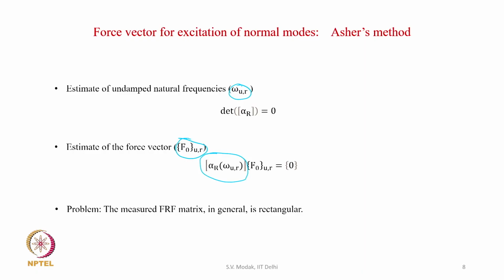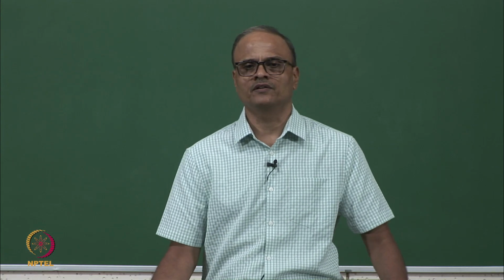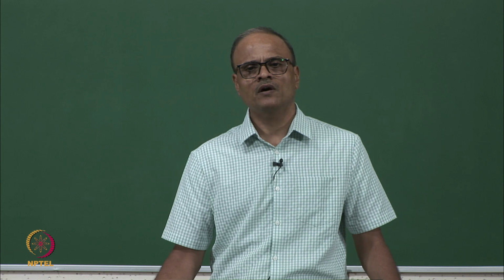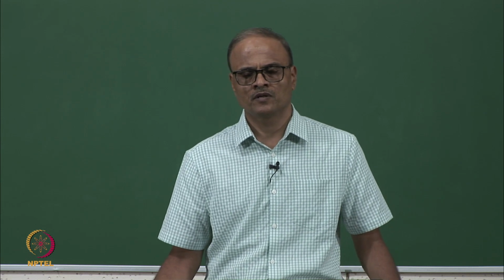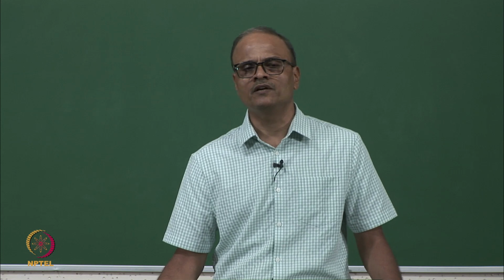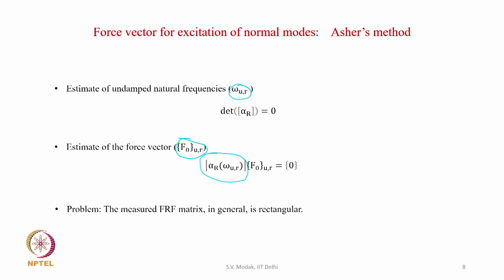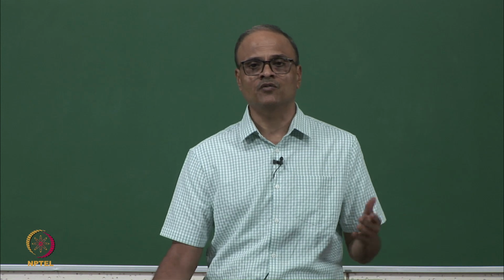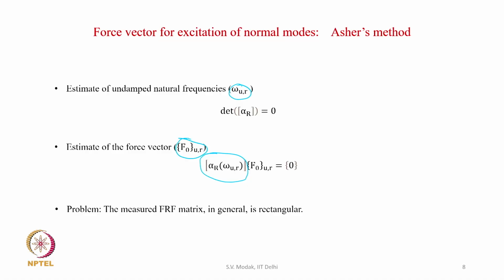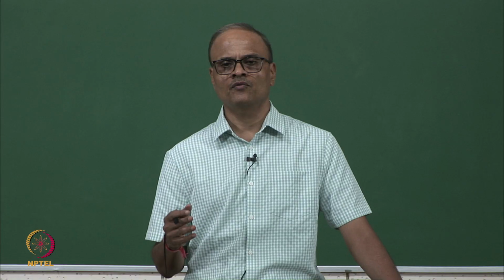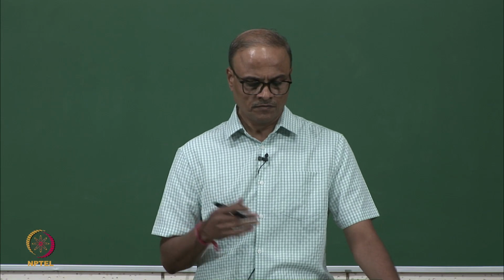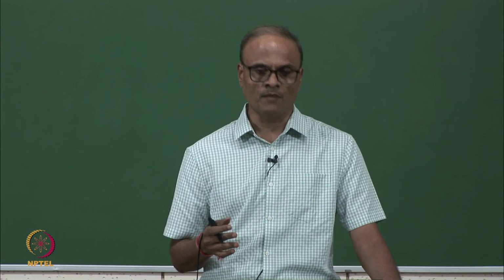But now the problem is that the measured FRF matrix is in general rectangular, correct. When we measure FRFs, generally the number of excitation degrees of freedom is far less than the number of response degrees of freedom, isn't it. So the FRF matrix we get is in general rectangular, and the equation that the determinant of the real part of the FRF matrix should be 0 cannot be used, because that requires a square FRF matrix. Now we are going to look at a couple of methods which allow use of a rectangular FRF matrix in order to determine the undamped natural frequencies and the corresponding appropriated force vectors.